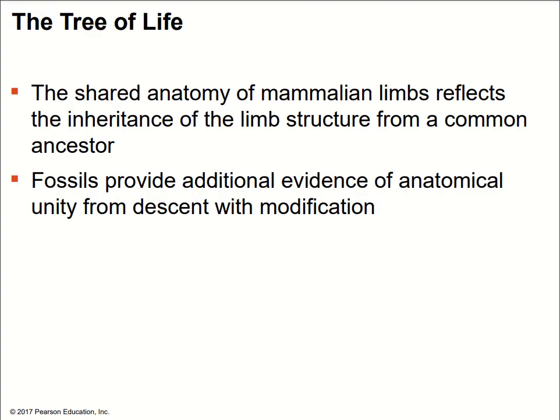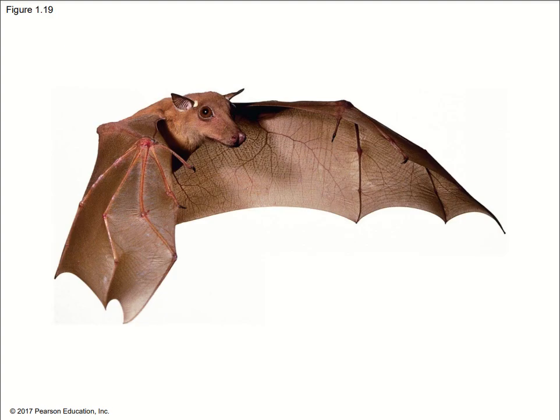The shared anatomy of mammalian limbs between different types of mammals reflects the inheritance of the limb structure from a common ancestor. Fossils provide evidence of anatomical unity from descent with modification. For example, as we look at bat wings, what it looks like is similar to many mammals that have hands and fingers. It appears that those wings are really just very, very long fingers with webs in between.